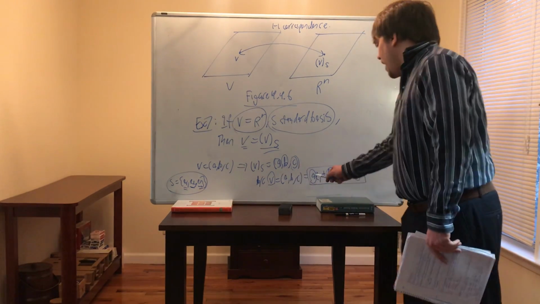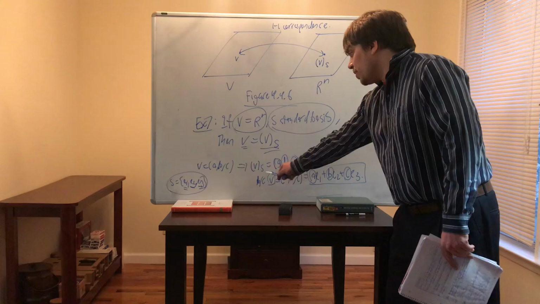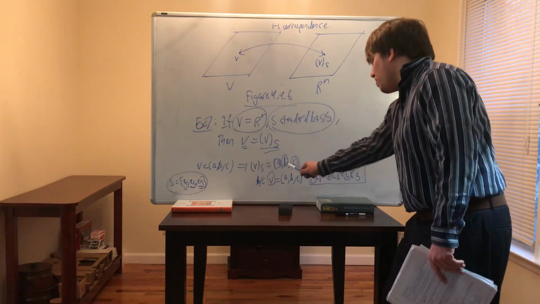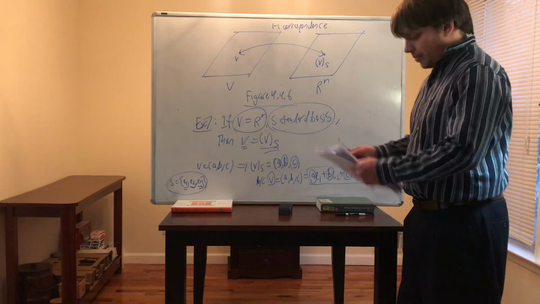So V equal to A E1 plus B E2 plus C E3 means that the coordinates of V relative to the standard basis S is (A, B, C). Okay.